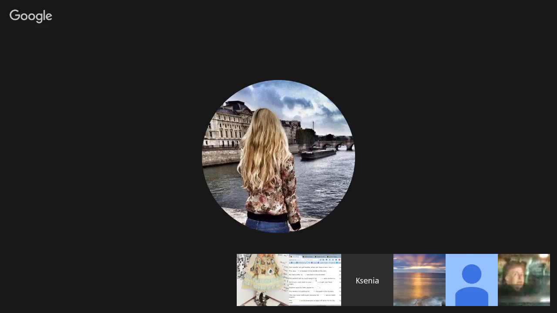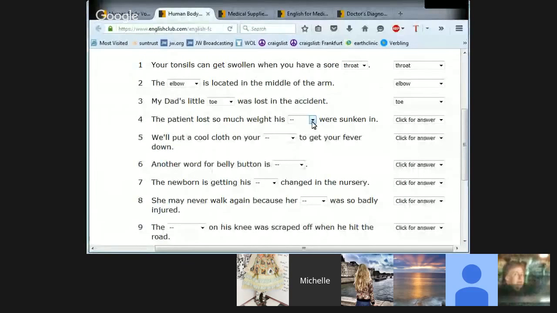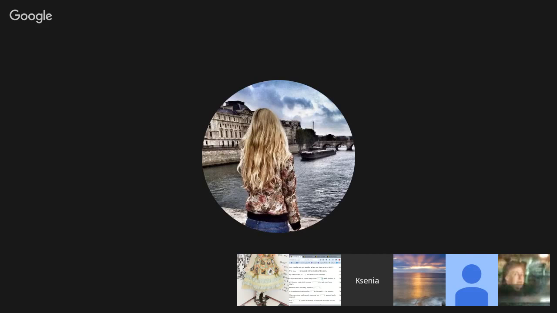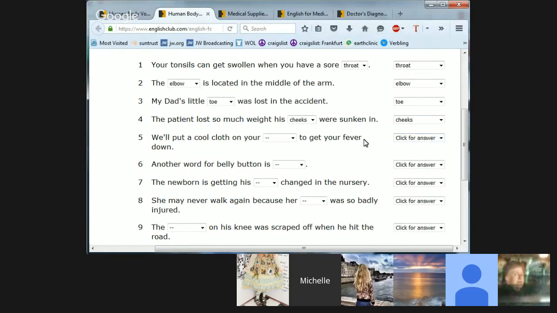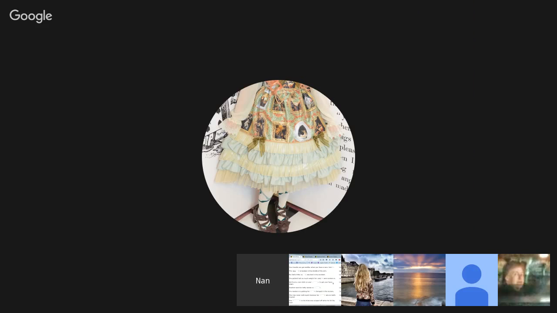The patient lost so much weight, his belly was sunken in. Stomach? Yeah, that's a good guess. Okay, so the options are calves, thigh, muscle, or cheeks. Maybe cheeks? Do you know what cheeks are? Yes. Okay, yeah, it's on your face. Normally they stick out a little bit, but if you're very skinny, then they go in.